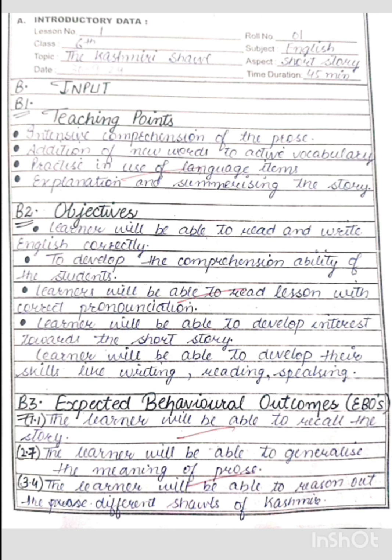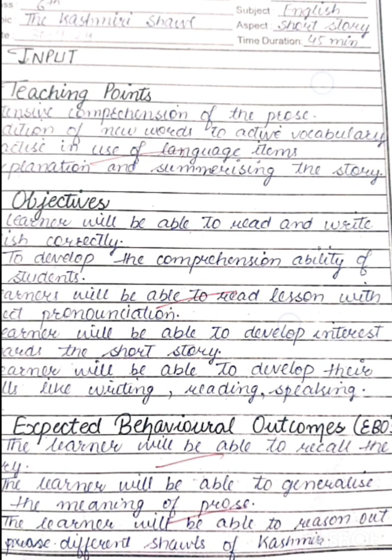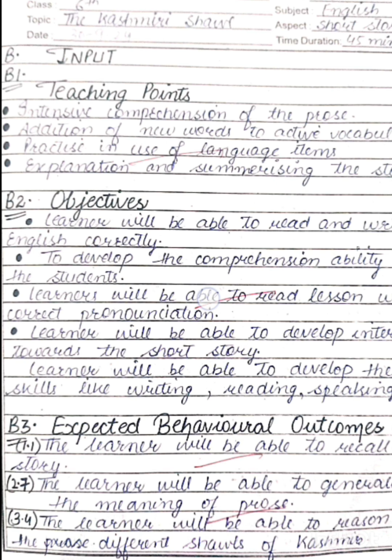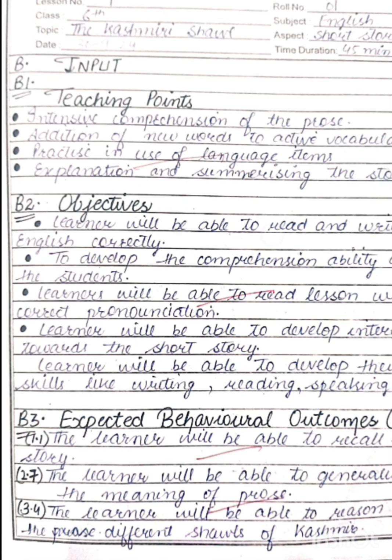Let's start with the first point, that is input. In this we have taken four teaching points, that is intensive comprehension of the prose. First of all, what this teaching point seeks is that the pupil teacher has to explain or read the lesson, and after that the student has to read the lesson.